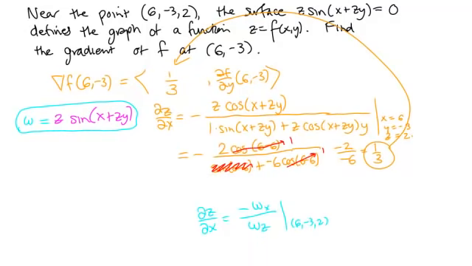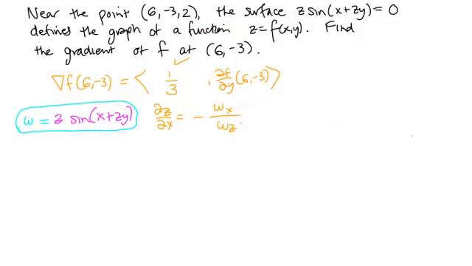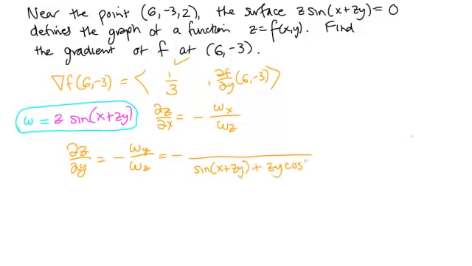Now, we could repeat the exact same argument. If the derivative of z with respect to x is the opposite of the derivative of w with respect to x divided by the derivative of w with respect to z, then by symmetry, the derivative of z with respect to y should be negative the derivative of w with respect to y over the derivative of w with respect to z. Now, we've already worked out the bottom term as being the sine of x plus zy plus zy times the cosine of x plus zy.